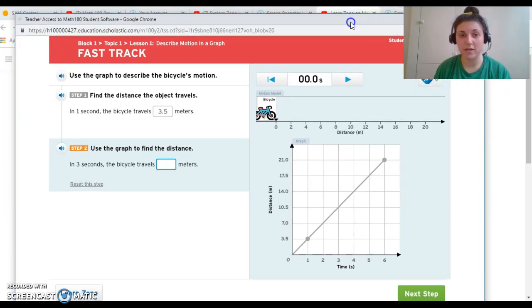But yeah, that's the fast track. They really get to cut the problems in half if they understand them because they don't need as much practice.